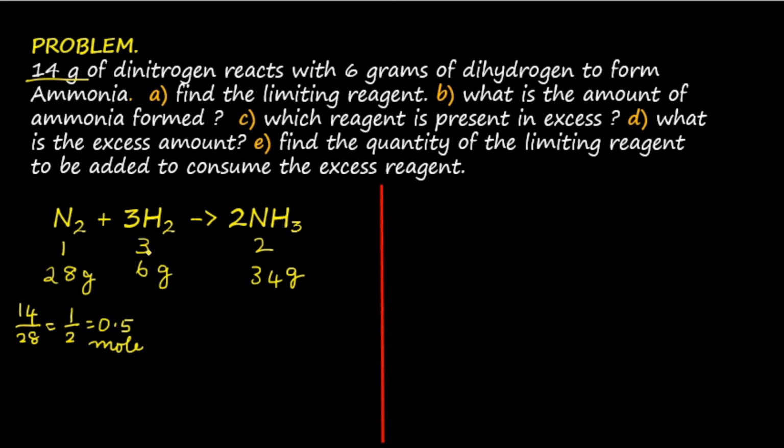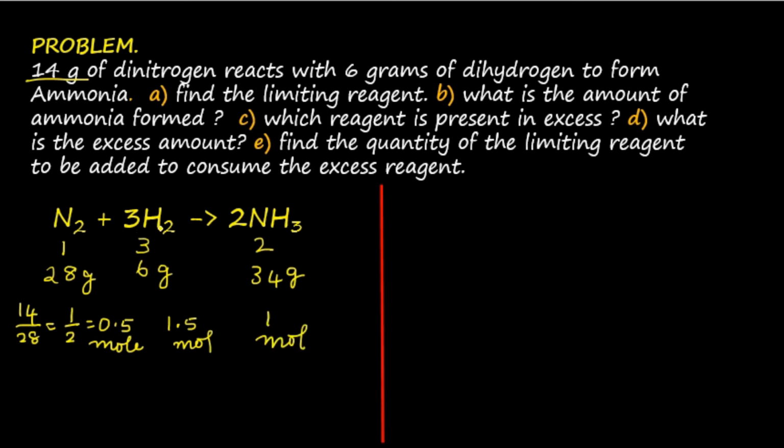3 moles of hydrogen are required to consume 1 mole of nitrogen. How many moles of dihydrogen will be required to consume 0.5 mole of nitrogen? That is just half of this. That is 1.5 mole. If 1 mole of nitrogen is used and if there is sufficient amount of hydrogen, 2 moles of ammonia will be formed. But here there is only 0.5 moles. So the amount of ammonia formed will be equal to just half of the amount formed if 1 mole of nitrogen were present. So that will be 1 mole.